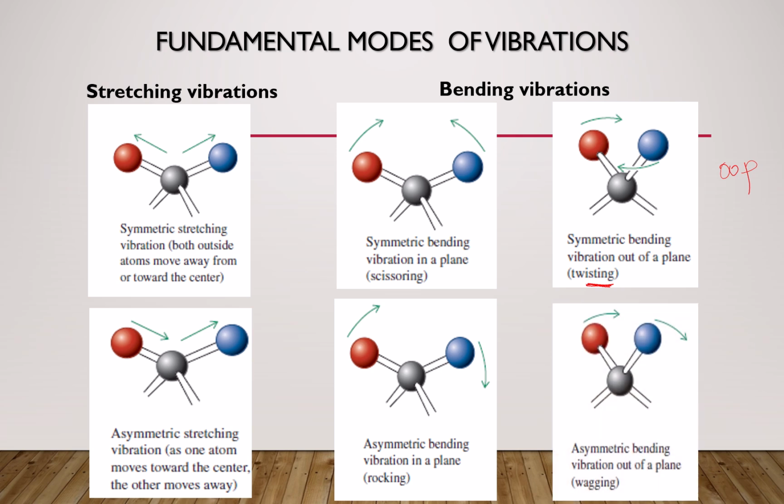Then we have asymmetric bending vibration, which is again out of plane, commonly called wagging vibration, where both of these will come forward and then go behind. That is called wagging vibration. So these are the fundamental modes of vibration. Stretching are of two types, symmetric and asymmetric, and bending vibrations are of four types: two in plane, scissoring and rocking, and two out of plane, twisting and wagging.